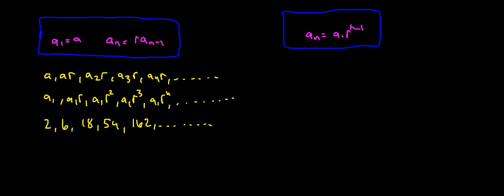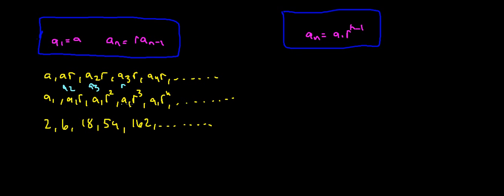I would begin with a, then I would go to the next term. In order to get this next term, I need to take the previous term and multiply it by the common ratio r, so it would be a times r. For the third term, you need to take the previous term, a_2, and multiply it by common ratio r. For the fourth term, I need to take a_3, the third term, multiply it by r. And it continues on forever.